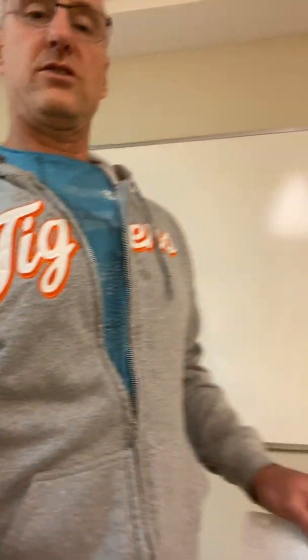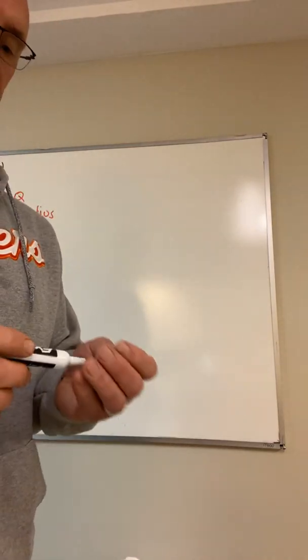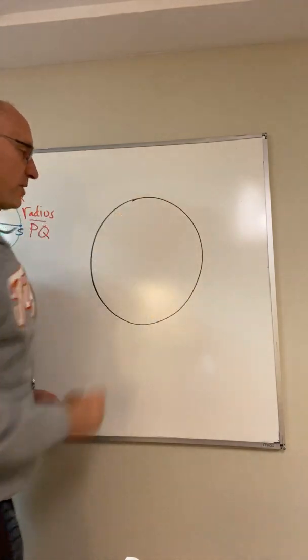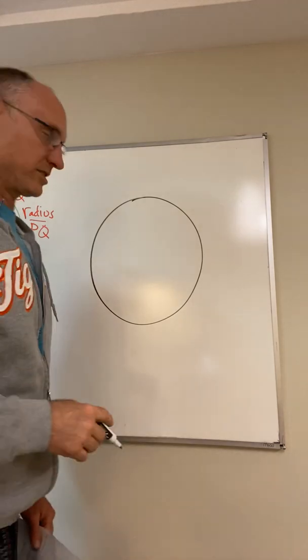Okay, now let's draw another circle. Okay, start black this time. Draw another circle. And supposedly, if you can draw a perfect circle, you're a genius.